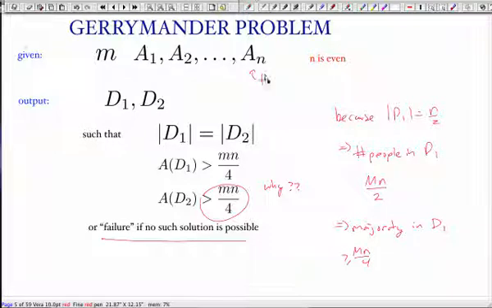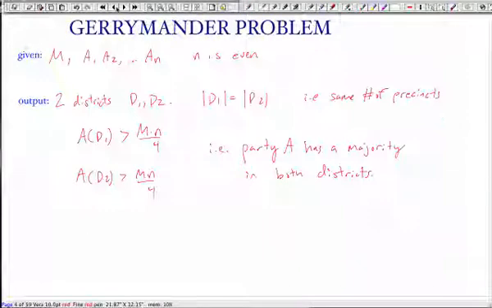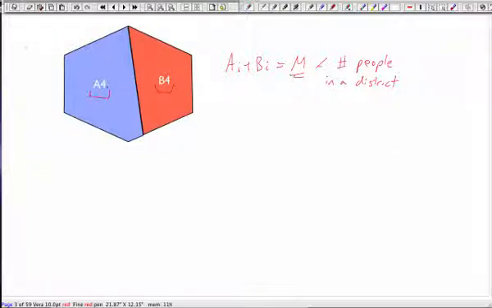This is the number of people that vote for A in District I. So A_i is the number of people that vote for Party A in Precinct i. If you look at this picture right here, A4 is the number of people that are going to vote for candidate A in Precinct 4. Let me write that.